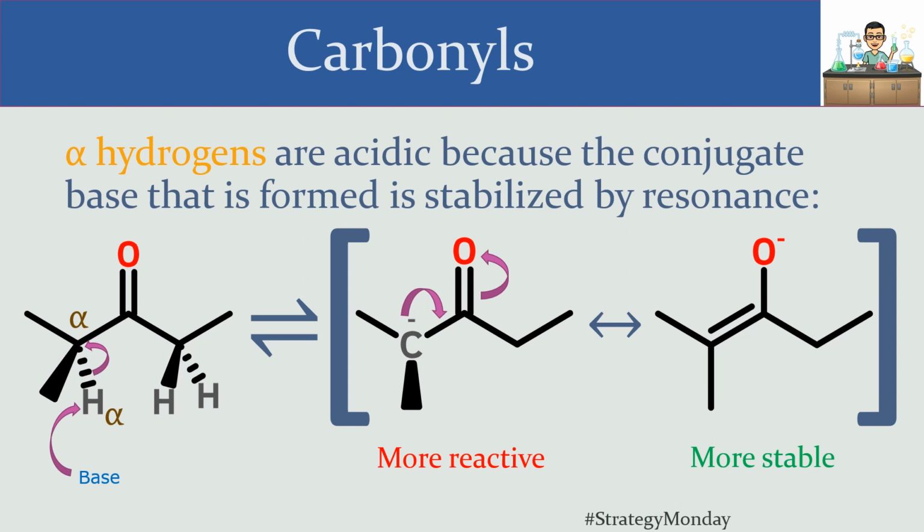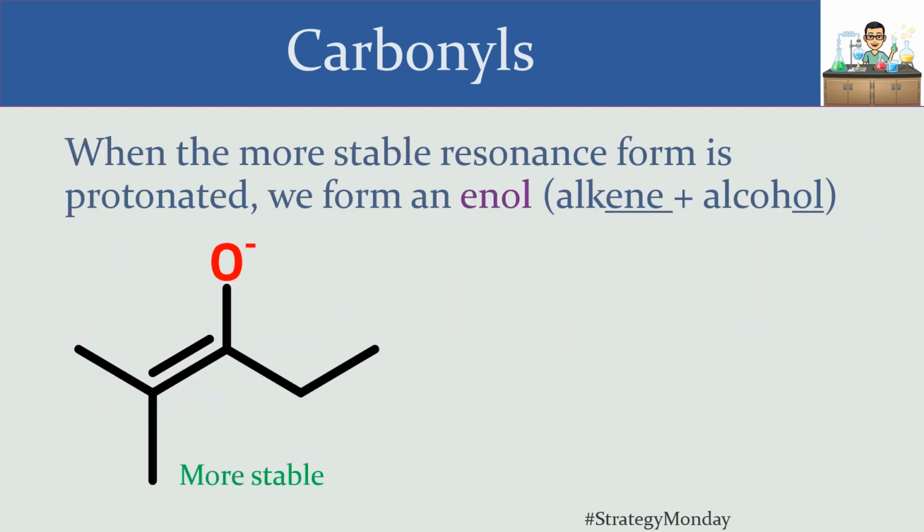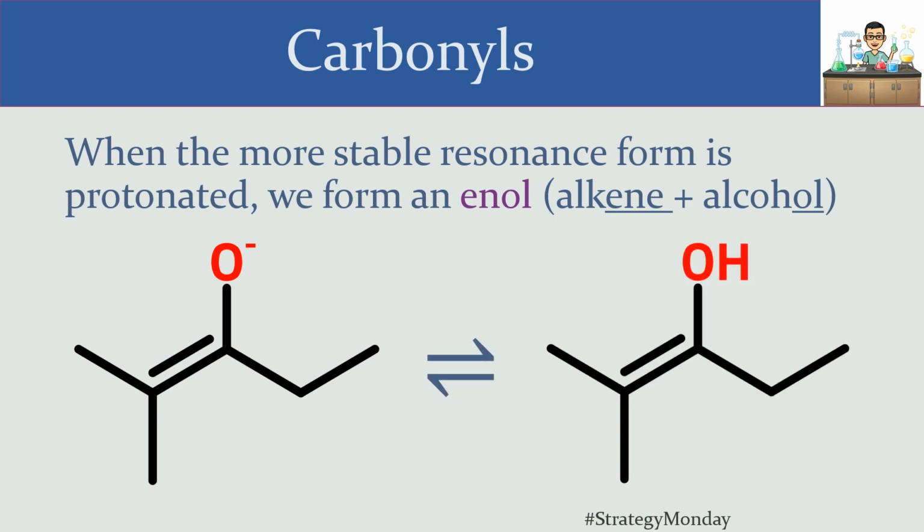Okay. So if I do take that stable form and protonate it back, so put a proton back on this molecule, what I'll end up with is a structure that looks like this. And that structure is known as an enol. And the way that you can spot an enol functional group is that you have an alkene functional group, a carbon-carbon double bond, and you have an alcohol. So both the alkene and the alcohol are attached to the same carbon, and that's what makes an enol functional group.